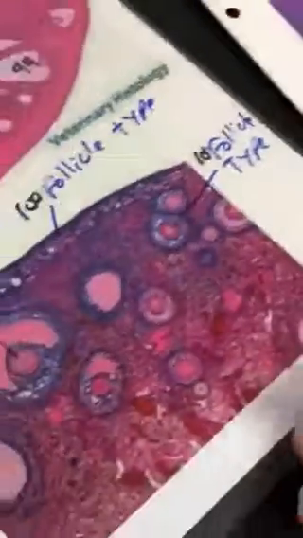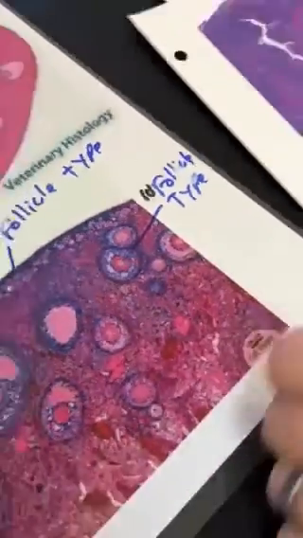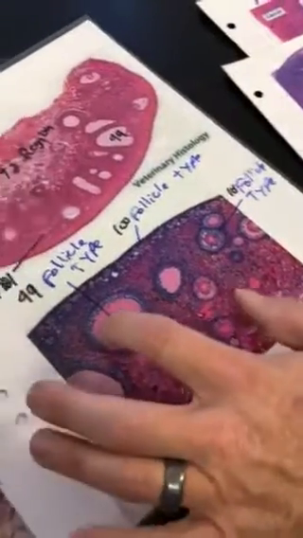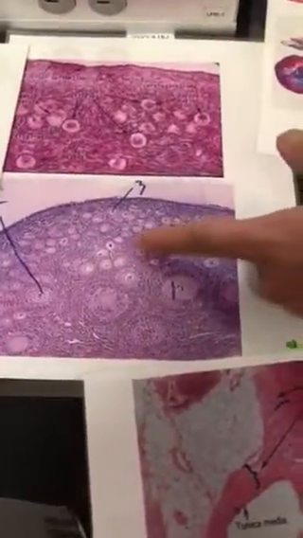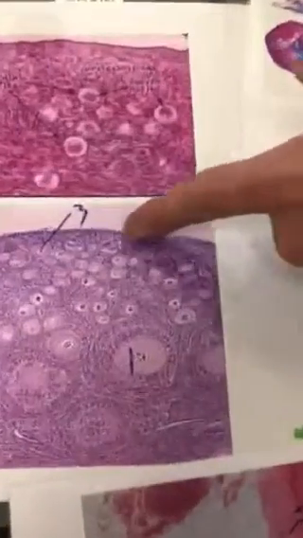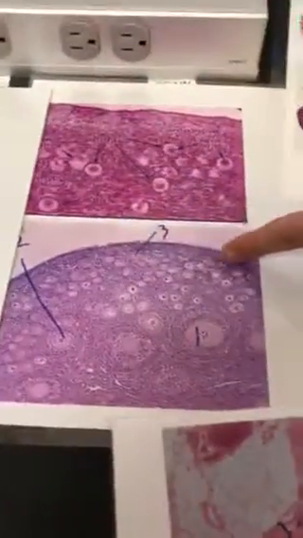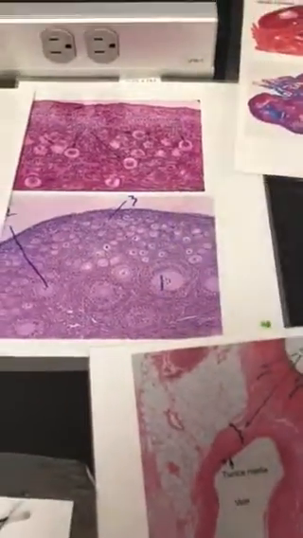Well, it's going now. Primordial follicles. The primary follicle does not have any antrum around it, but it's larger than a primordial. Then a secondary follicle has a definite antrum. So these are all primary follicles. This one has an antrum, so it's secondary. These little things way out here are primordial. So that's a primary. The secondary has an antrum.